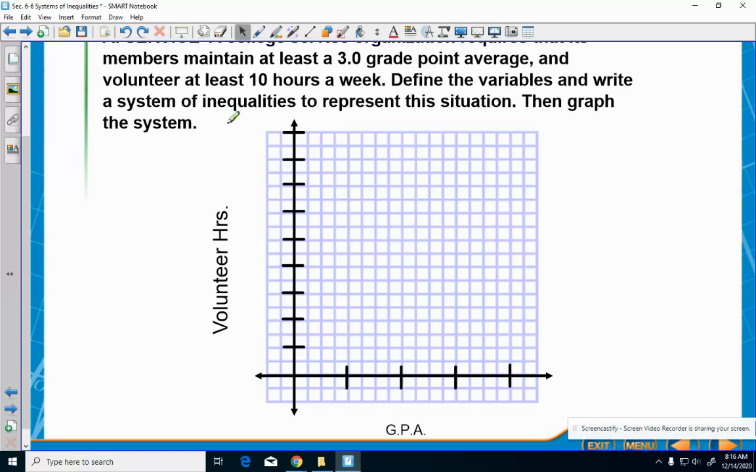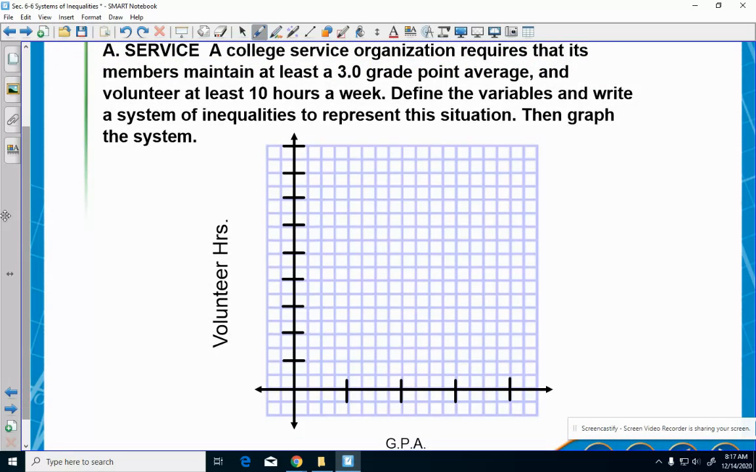A system of inequalities means that I have to have more than one. So in this particular case, I am going to have two. One to represent the GPA down here on the x-axis and one to represent the volunteer hours on the y-axis. And then lastly, can I graph this system? Can I show the solutions? So let's start with the first one, and we'll highlight that one in yellow.